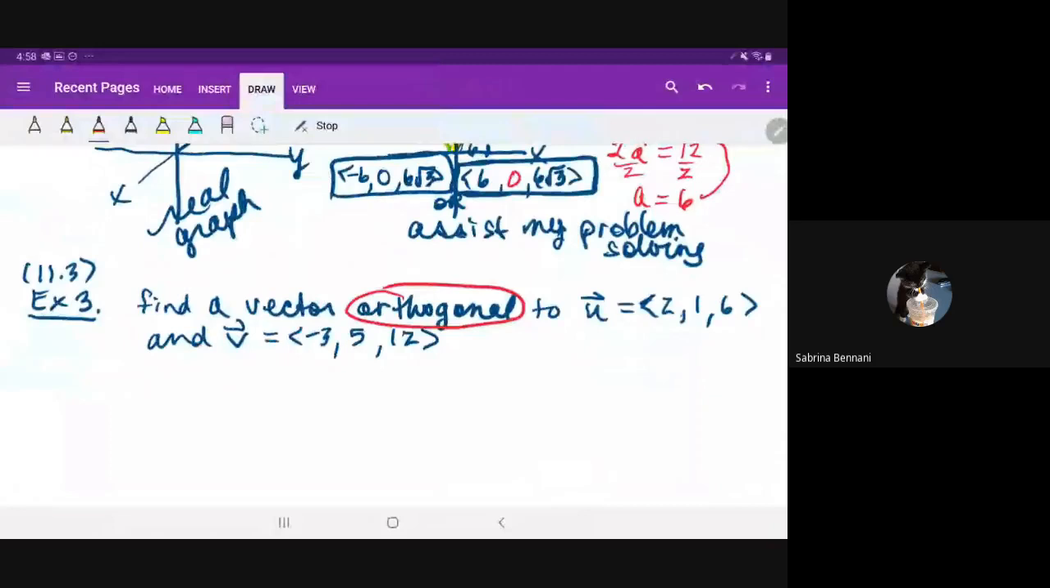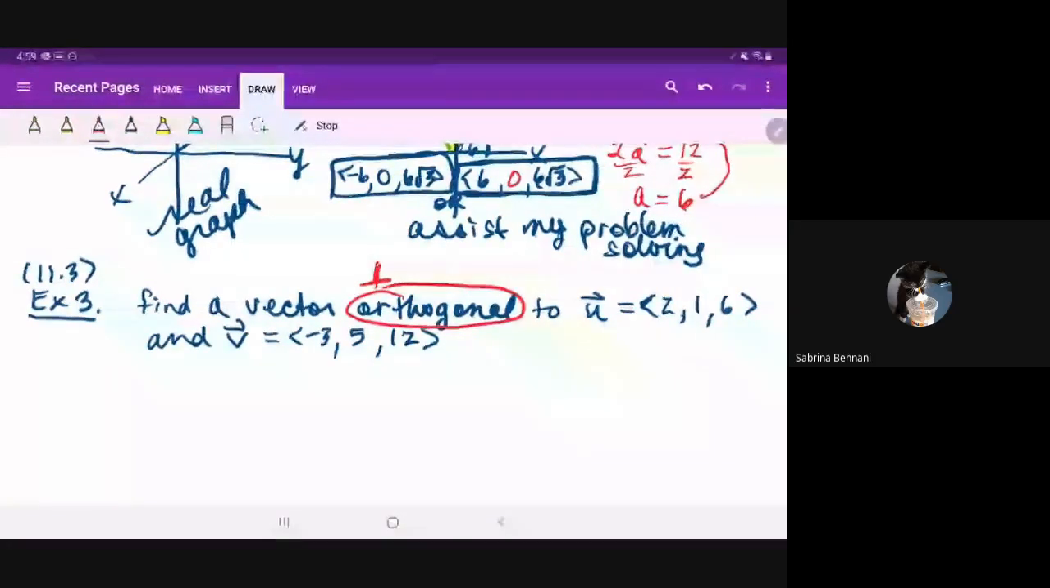So orthogonal, what does orthogonal remind you of? What does orthogonal mean, but like in English and not in vector math? Anyone want to say in the chat, or take off your mute? Perpendicular. Perpendicular, okay. That's so cool. Okay, so orthogonal is basically the same as perpendicular.